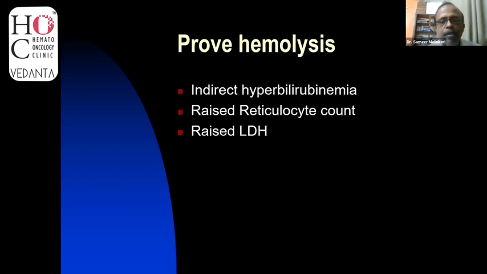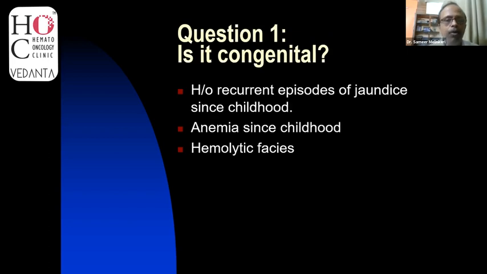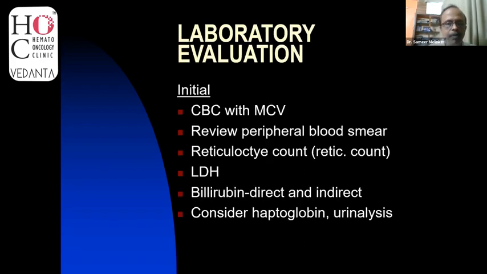So to prove that the patient has hemolysis, somebody comes with anemia, you want to know whether the patient has hemolysis. There are three important features. One, you will see indirect hyperbilirubinemia, you will see a raised reticulocyte count, and you will see raised LDH. These three things will tell you that the patient has hemolysis. Then you want to know whether it is congenital or not. There are recurrent episodes of jaundice or anemia since childhood, and if the patient has hemolytic facies, then these are features of a congenital cause of anemia.